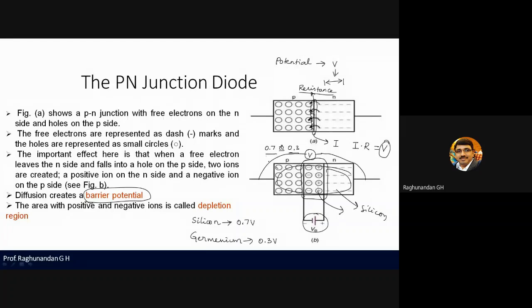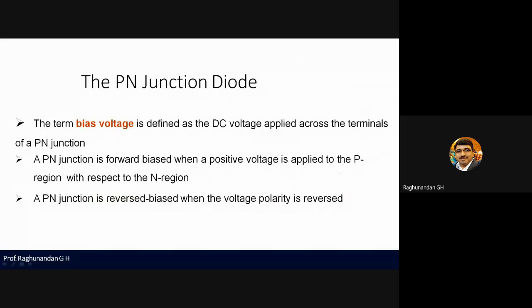Now, in order to make the current flow through this, what should I do? I should connect a battery. To connect a battery, we have a term called biasing. What is biasing? Connection of an external power supply to a device is known as biasing. It might be anything; if you are connecting it, we say you are biasing it. The term bias voltage is defined as the DC voltage applied across the terminals of a PN junction.